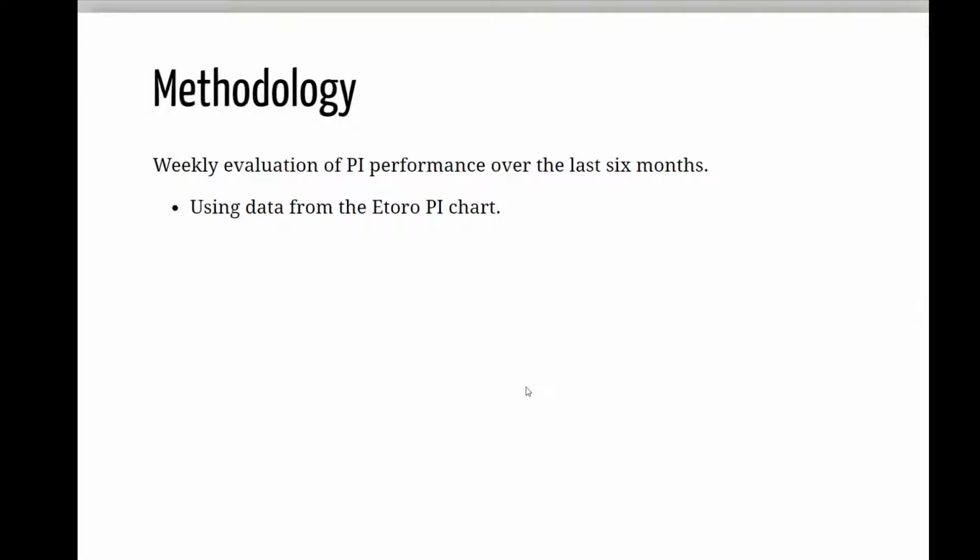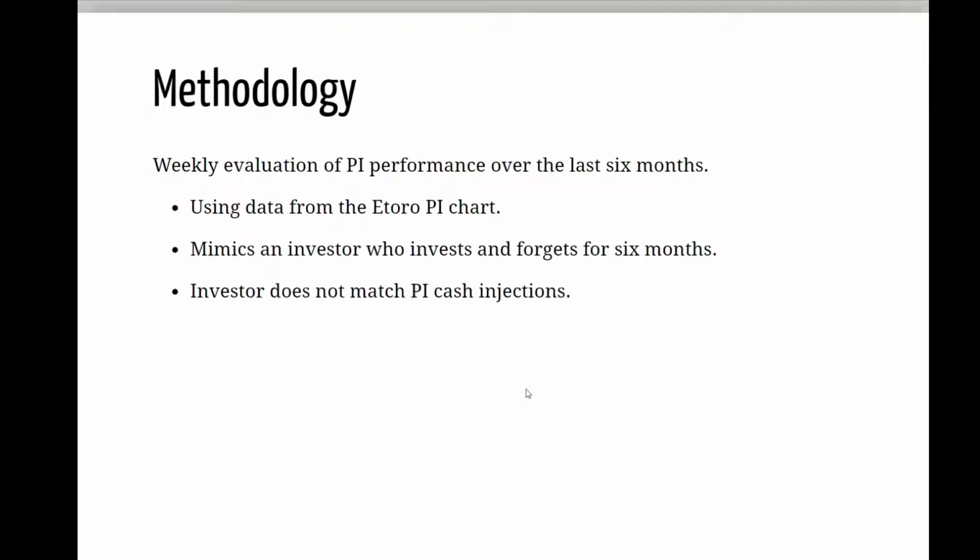The methodology is just as last week, basically using data from eToro's PI chart. This chart mimics an investor who invests and forgets for 6 months. It does not take into account if the PI injects any cash along the way, and it tilts the results in favor of PIs who are copier friendly. A PI might inject cash, but if the PI is copier friendly, they usually rebalance your whole portfolio, so copiers do not have to also inject cash. The PI just rebalances the portfolio and makes sure they're capturing everybody.